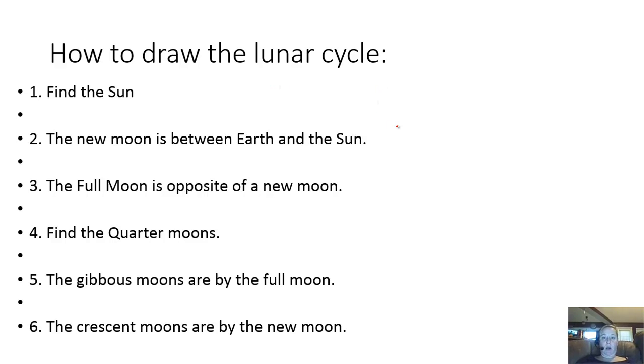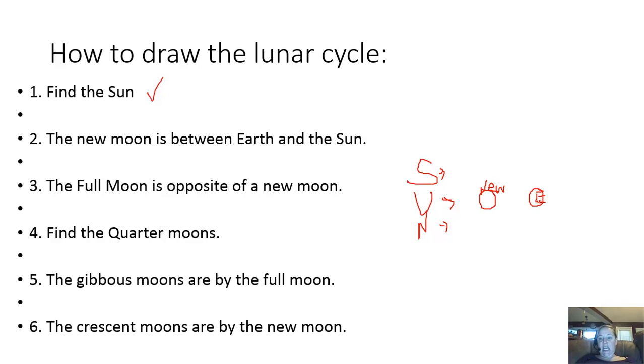Okay, how do I draw the lunar cycle? Well, the first thing I have to do is find the sun. Let's put our sun on this side for now. It doesn't matter which side they put the sun on. You just have to find the sun first. Check. Now, here's my Earth. I'm going to make it a little bit smaller just so it's easier for me to draw. So, I'm going to find the moon that's in between the Earth and the sun. Here it is, right here. We know that that is going to be the new moon.